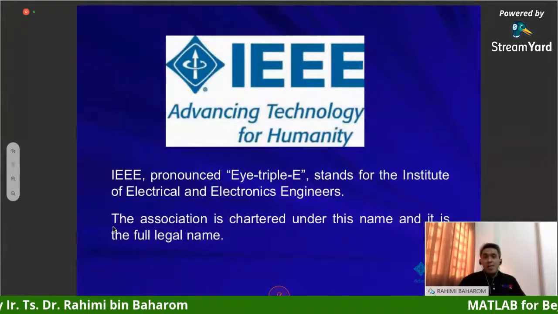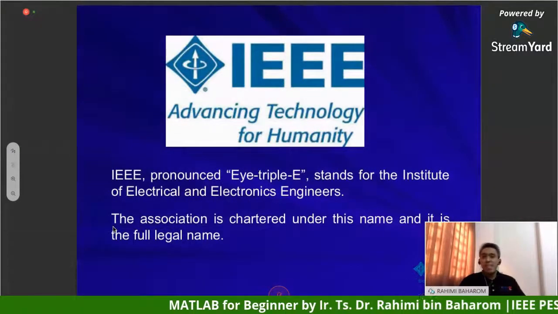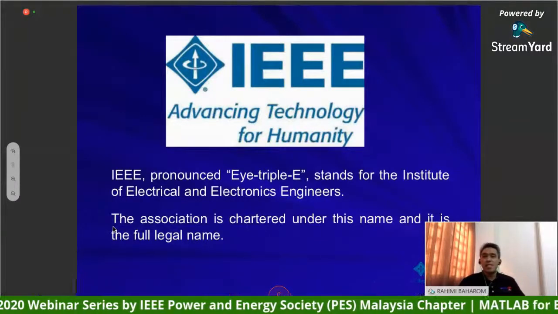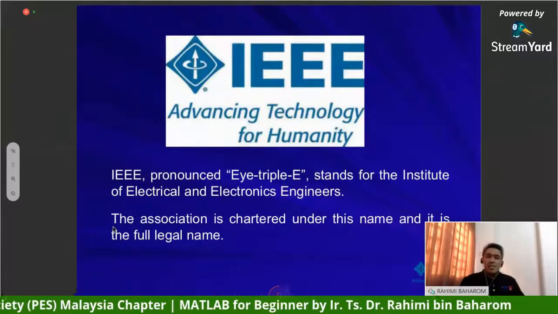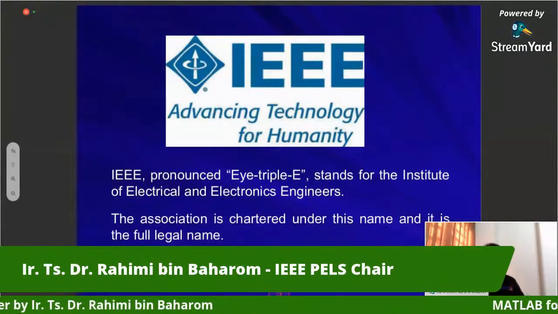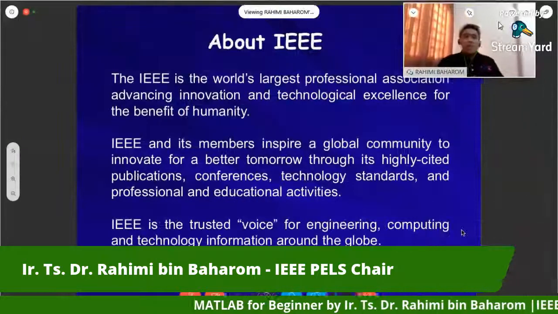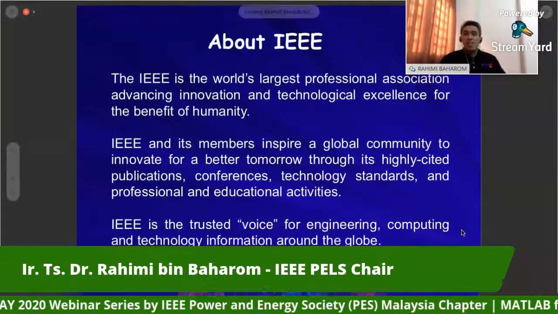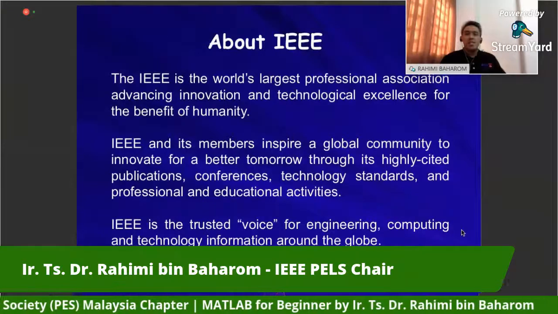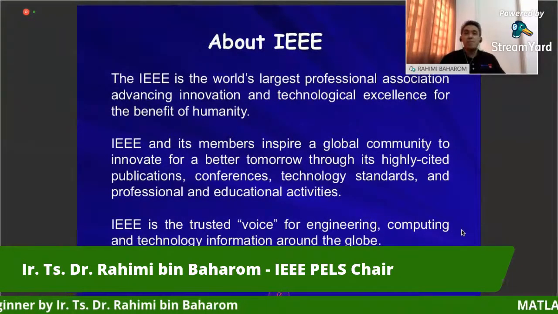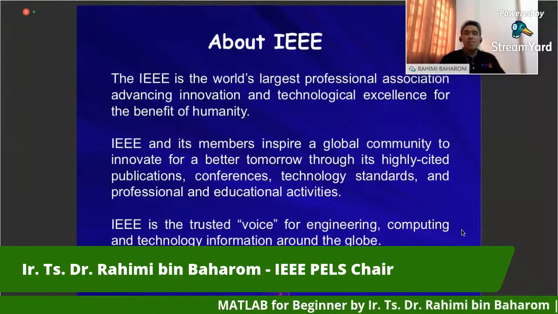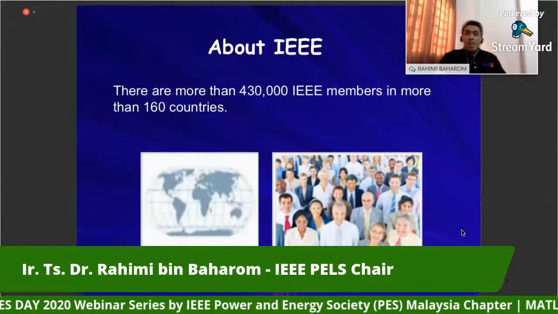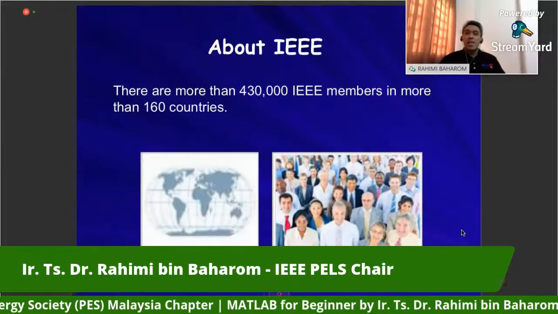Ladies and gentlemen, IEEE stands for the Institute of Electrical and Electronics Engineers. The association is chartered under this name, and it is the full legal name. And why IEEE, and not the other societies or professional bodies? For your information, IEEE is the world's largest professional association, advancing innovation and technological excellence for the benefit of humanity. IEEE is the trusted voice for engineering, computing, and technology information around the globe. There are more than 430,000 IEEE members in more than 160 countries.